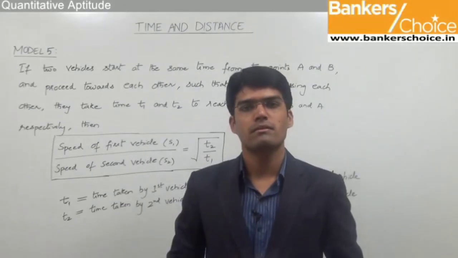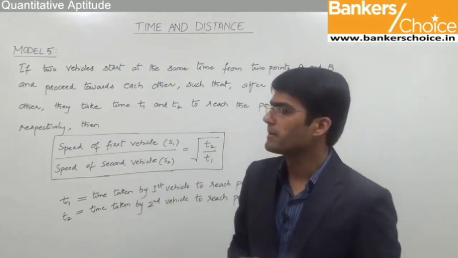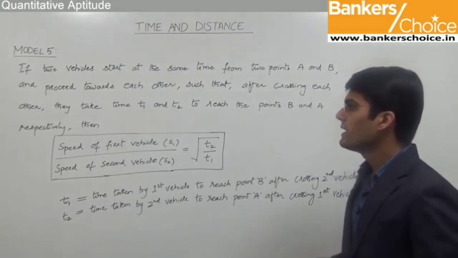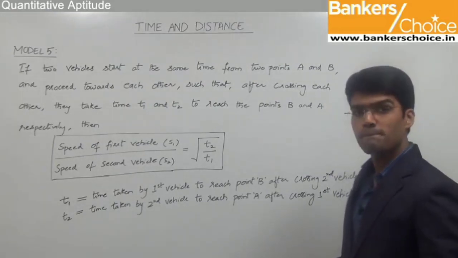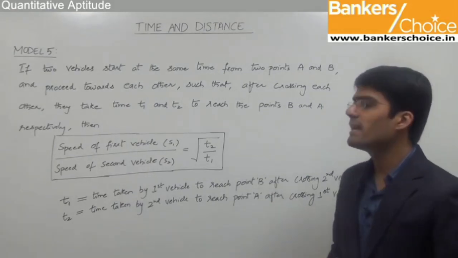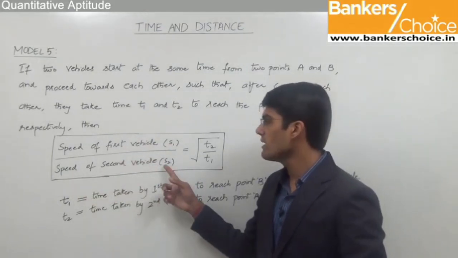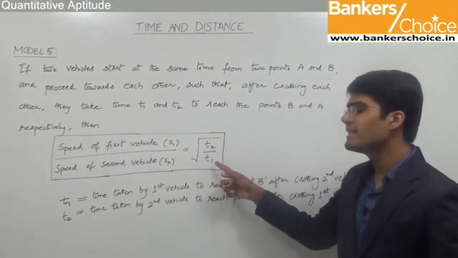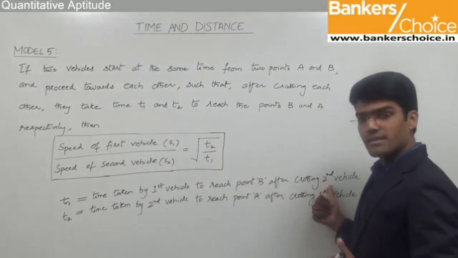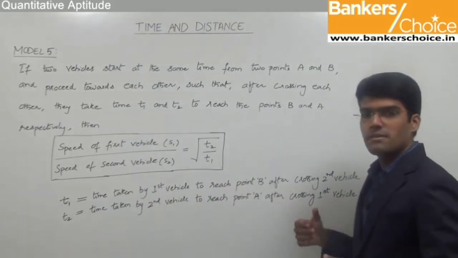Let us now discuss a typical model from time and distance which can be solved with the help of a simple shortcut formula. Let us look at the point first. If two vehicles start at the same time from two points A and B and proceed towards each other such that after crossing each other they take time t1 and t2 to reach the points B and A respectively, then the speed of the first vehicle s1 divided by the speed of the second vehicle s2 will be equal to root over t2 by t1, where t1 is the time taken by the first vehicle to reach point B after crossing the second vehicle, and t2 is the time taken by the second vehicle to reach point A after crossing the first vehicle.